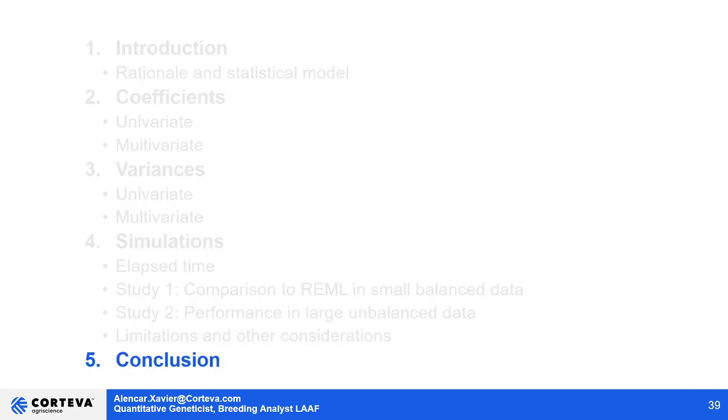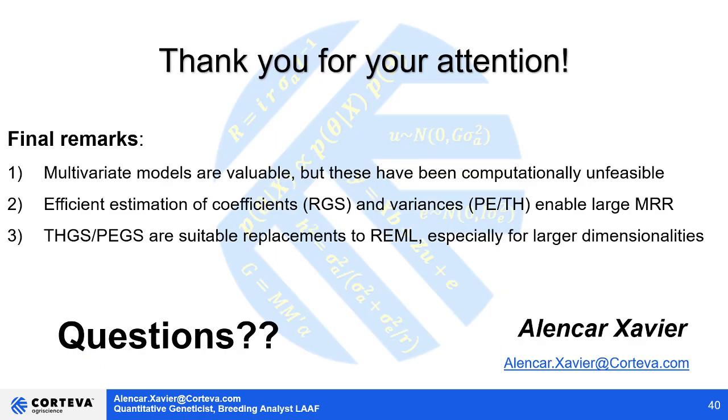So the conclusion, just for the final remarks, is that multivariate models are very valuable. We need them to get those genetic correlations, with which you can do a whole lot: classify traits, classify environments, and create selection indices. But in the past, they have been computationally unfeasible. The second remark is that now, with this efficient estimation of coefficients through the randomized Gauss-Seidel and efficient variance component estimation through pseudo-expectation and tilde-hat, we can run these very large multivariate ridge regression models.